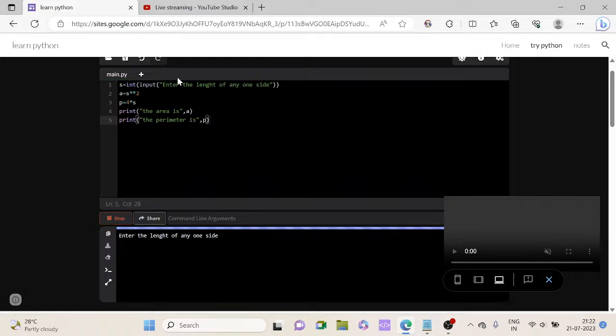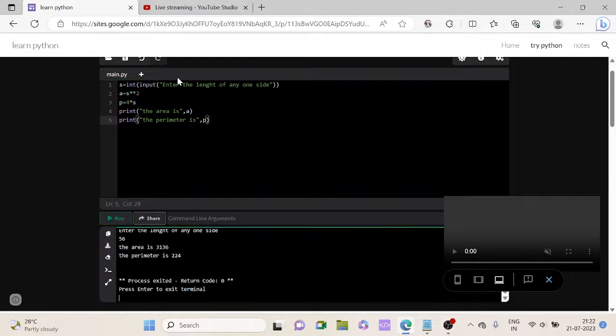So enter the length of any one side. So we can now type 56. Now I entered here. The area is 3,136. The perimeter is 224. See, we have got the area and perimeter of a square. So this was our assignment.